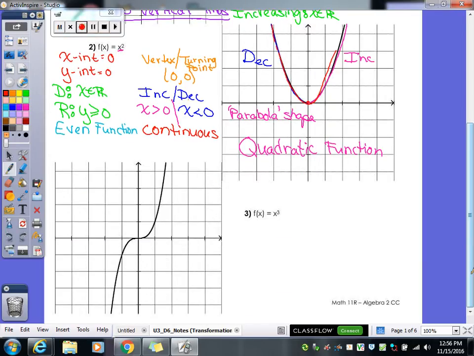All right, how about our third one down here? What kind of function do we have there? Not exponential. Use the formula as your hints. That's x what? To the third, which we refer to as cubed. So this is our cubic function.